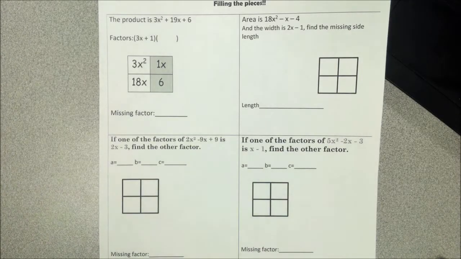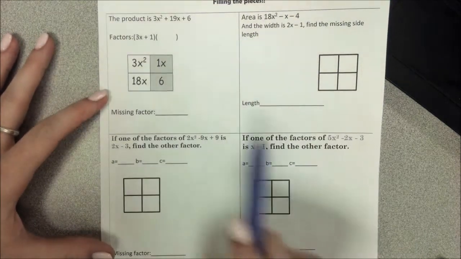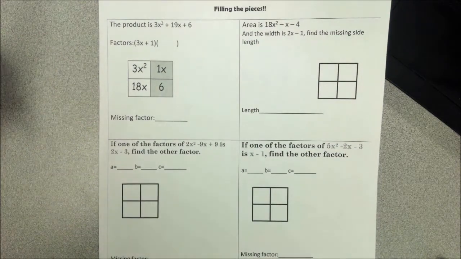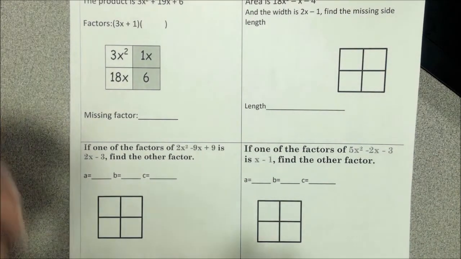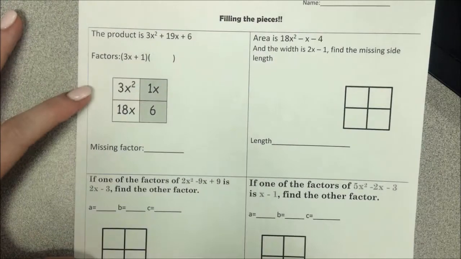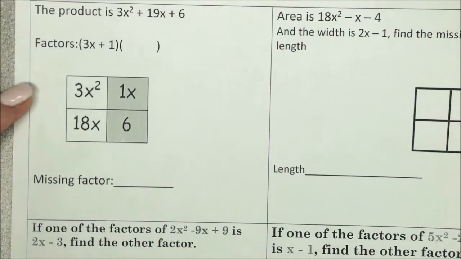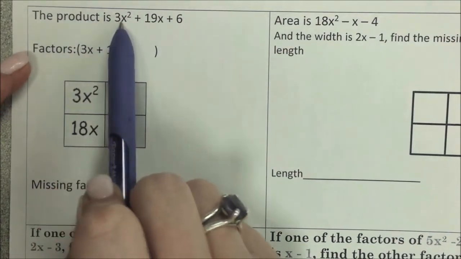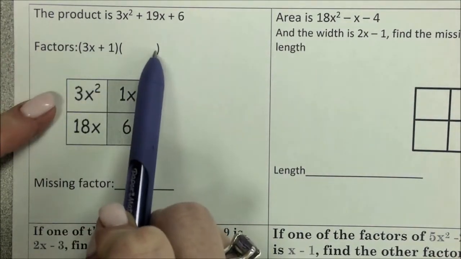Hello, algebra. So today we're just going to be filling in the pieces. All of the examples are going to be showing us a product or a factor, and then we're going to be finding the other one. So for this first example, it tells us that the product is 3x squared plus 19x plus 6. I know that products are always going to fill up the inside of the box, and the factors are going to be the outside of the box.